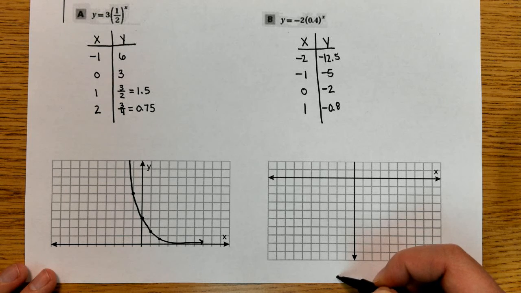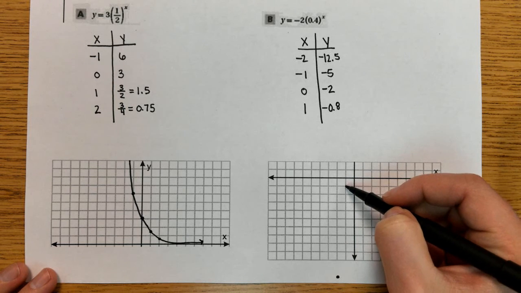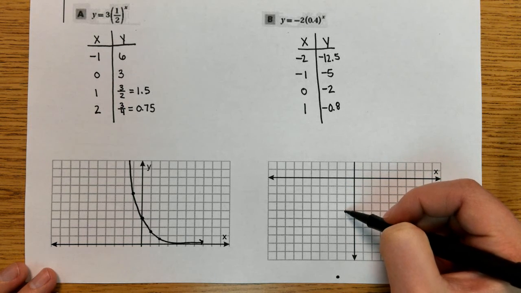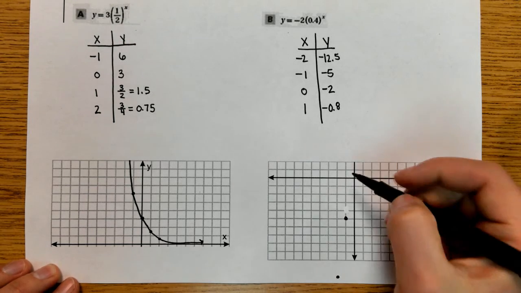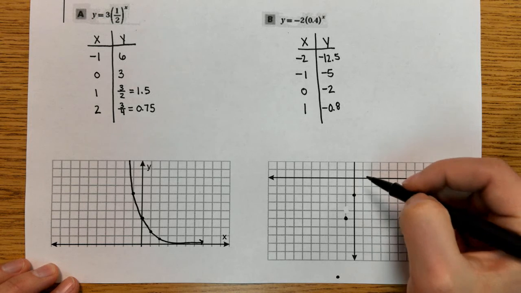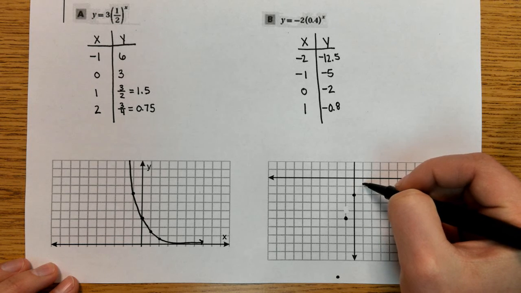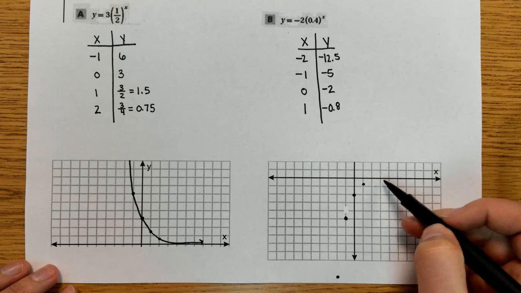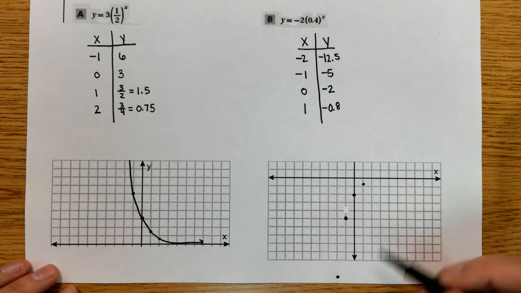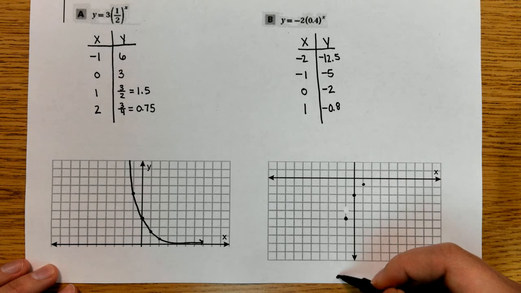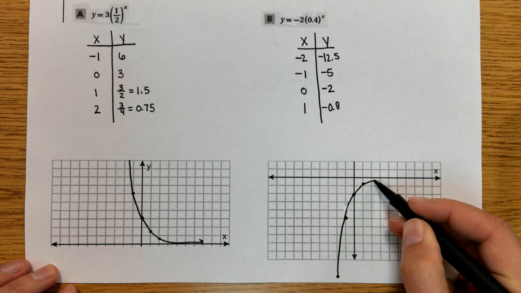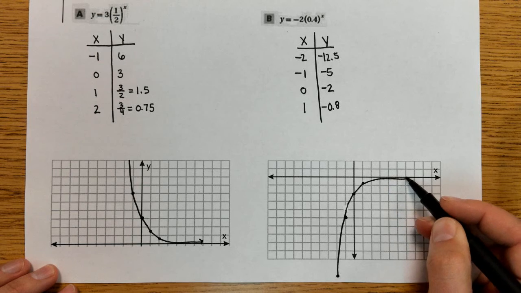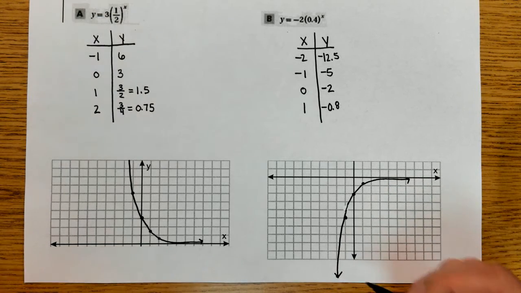be pretty far down here. And then -1, 1, 2, 3, 4, 5, right here. So -1, -5, and then 0, -2, 1, negative 0.8 will be about here. And if you want to go ahead and do 2, you're just going to get a smaller number. It's going to approach the x-axis. So I'm going to go ahead and connect these dots to form a curve. So that is what your exponential function would look like for b.